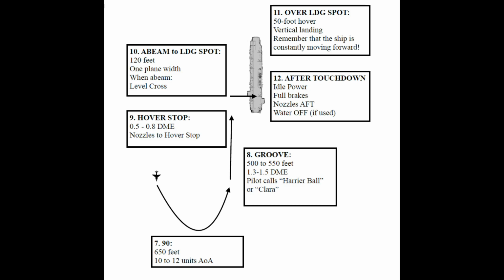Once abeam the landing spot, we need to be 120 feet off the sea, 1 plane width away from the ship, and when abeam, perform the level cross. Once over the landing spot, perform a 50-foot hover, and then we can bring the throttle down to perform a vertical landing. Remember that the ship is constantly moving, so you need to maintain the same speed as the ship.